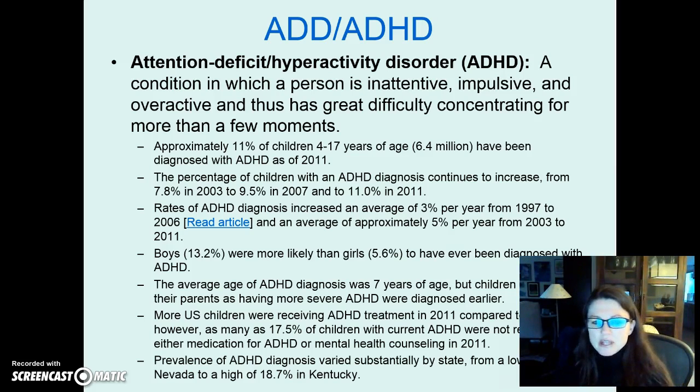What I've found at the National Institute of Mental Health is that approximately 11% of children between 4 and 17, 6.4 million, have been diagnosed as of 2011. That it's going up, 7.8% in 2003 to 11% in 2011. That it increases about 3% per year from 97 to 2006. You can read these numbers, boys more than girls. Average diagnosis around age 7.